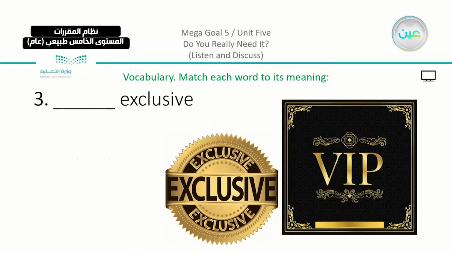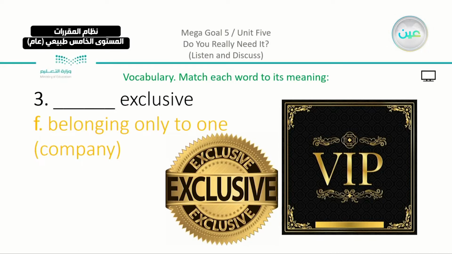Then we have the word exclusive. Exclusive, here the meaning that we have in the book is belonging only to one, basically a company. But note that exclusive can have another meaning, so it depends on how it is used. So that's why we have here VIP, we have here exclusive, that is something special or something just for one part or one side.